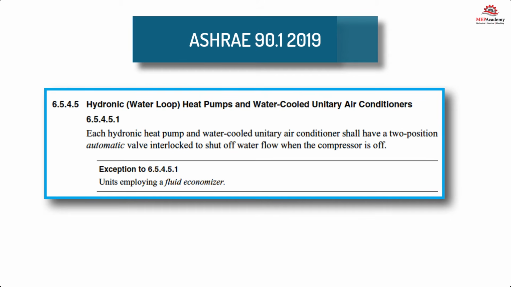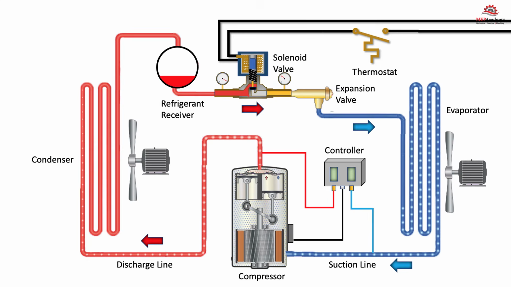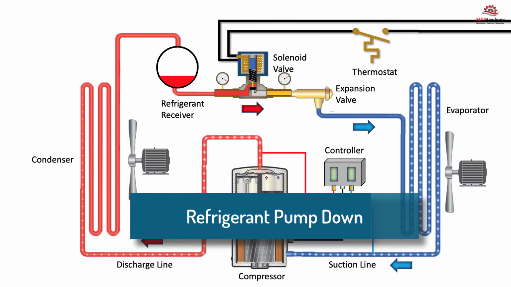6.5.4.5.1 states each hydronic heat pump and water-cooled unitary air conditioner shall have a two-position automatic valve interlocked to shut off water flow when the compressor is off. Refrigerant pump down. Solenoid valves are used for the automatic pump down of refrigerant systems.